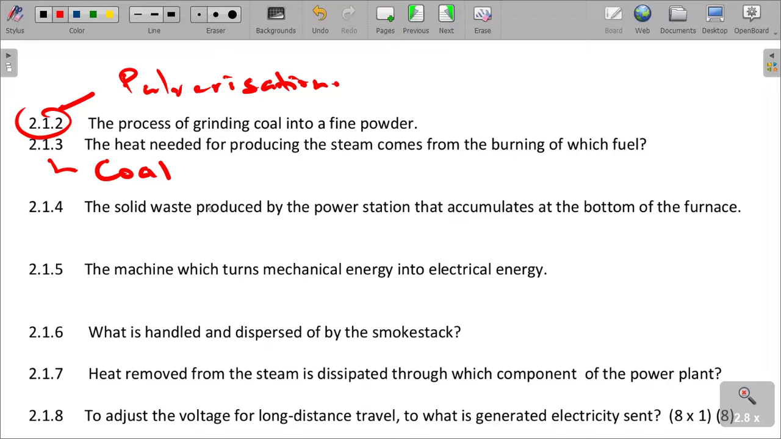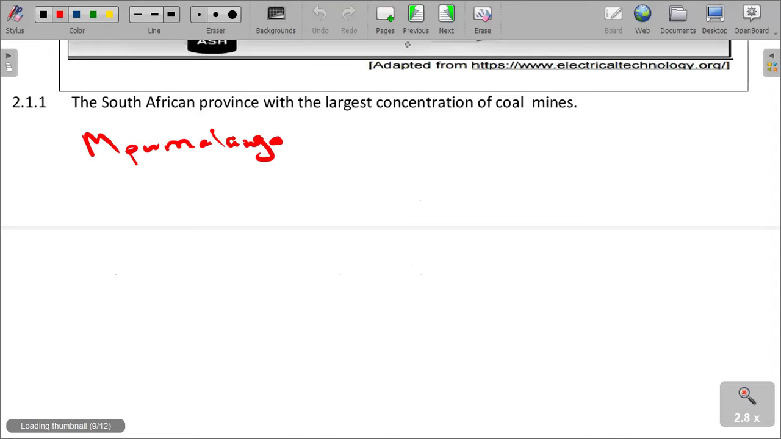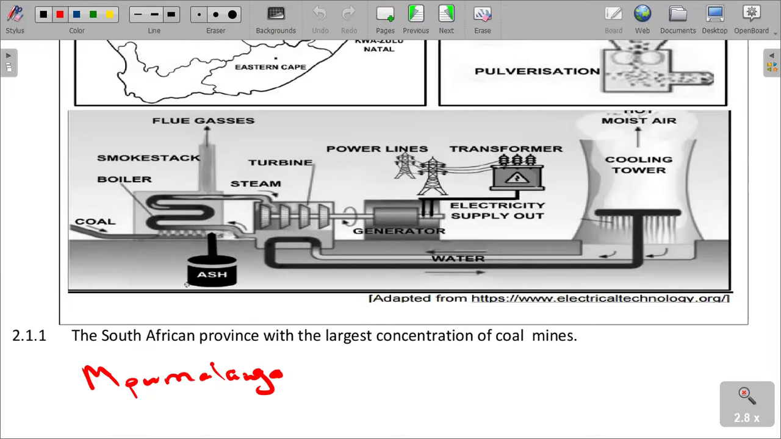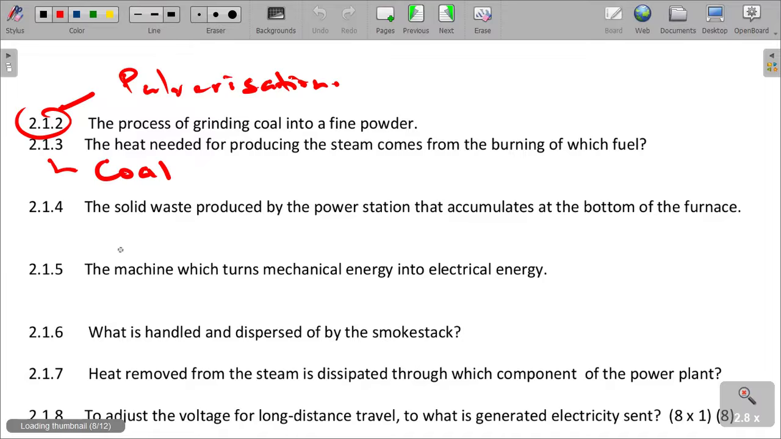And then the solid waste produced by the power station that accumulates at the bottom of the furnace. If you can see here, the solid waste is found at the base. The coal is the one that is used in heating and generating this system here, the boiler, but the solid waste is the ash, which you can see there. It is the ashes.